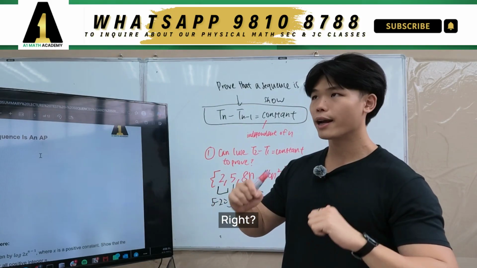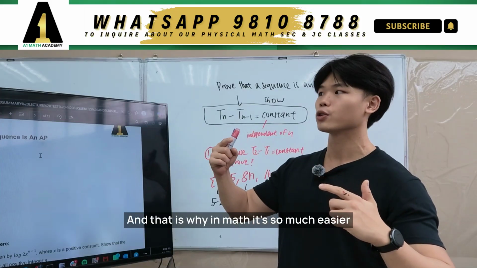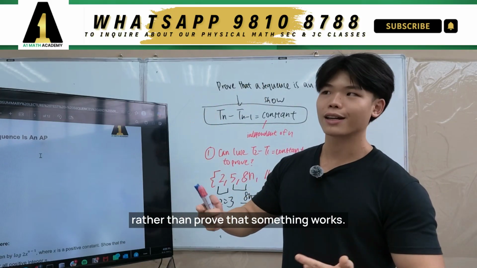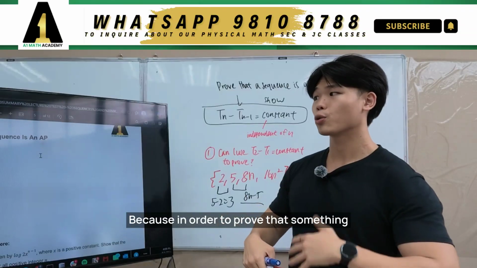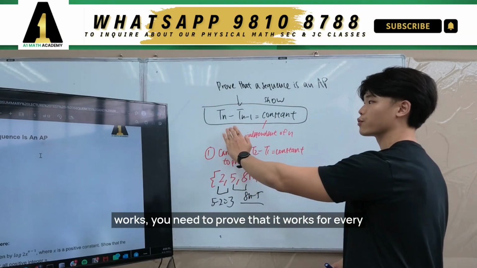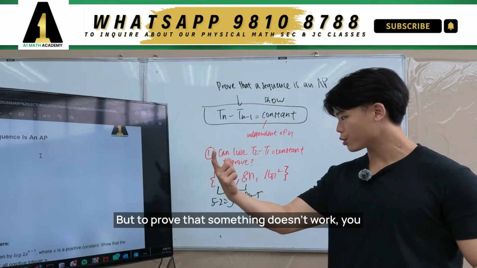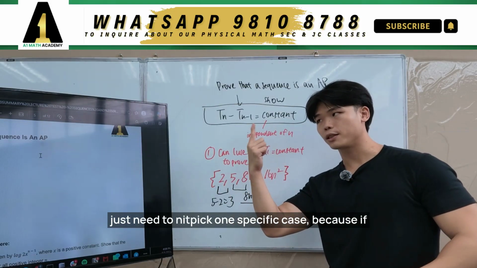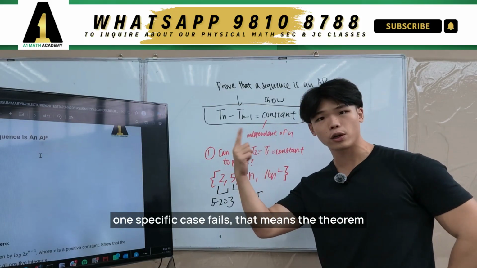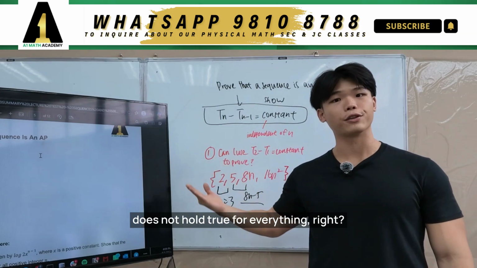And that is why in math it's so much easier to prove that something doesn't work rather than prove that something works. Because in order to prove that something works, you need to prove that it works for every single thing, which is the general case, right? But to prove that something doesn't work, you just need to nitpick one specific case, because if one specific case fails, that means the theorem does not hold true for everything, right?